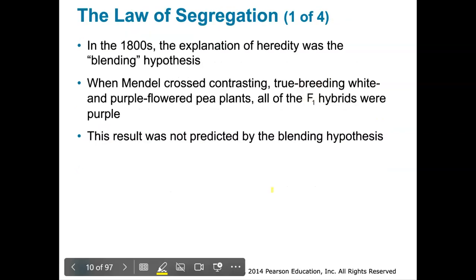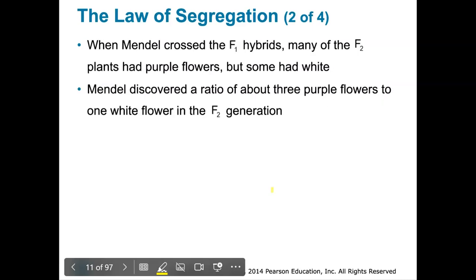So back in the 1800s, before Gregor Mendel discovered the law of segregation and the law of independent assortment, it was generally assumed that traits were inherited by the blending hypothesis, that the traits from the parents would result in a blend in the offspring. Now, we know just from looking at offspring and their parents that can't be true. It definitely can't be true all of the time.